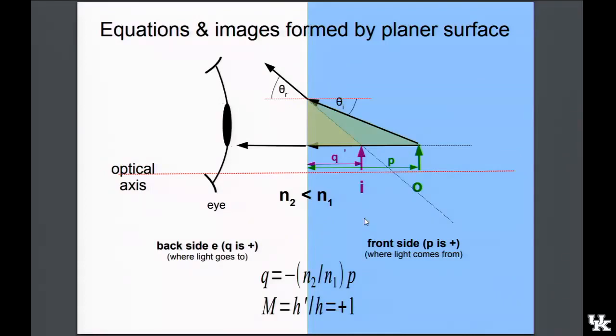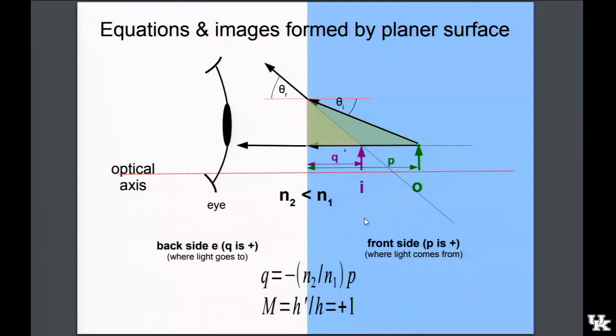This is exactly the same picture. And out of this picture, you can actually, with a little bit of geometry, a little bit of trigonometry, derive equations for the image position, derive equations for the magnification of the image. I'm not going to explain it. It's just based on these two triangles here. The image position Q for single refraction at a flat surface is equal to the object position times this factor, a minus sign, and then the ratio of the two refractive indices.